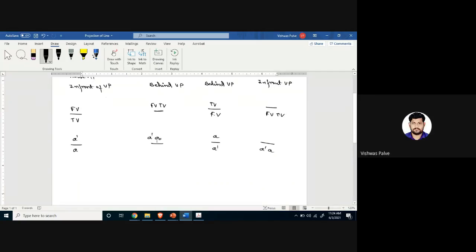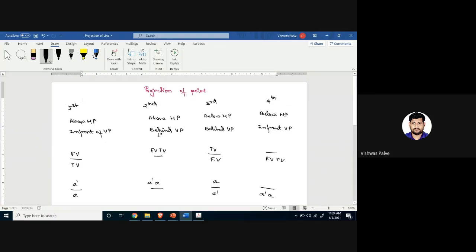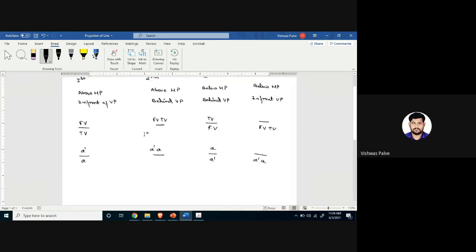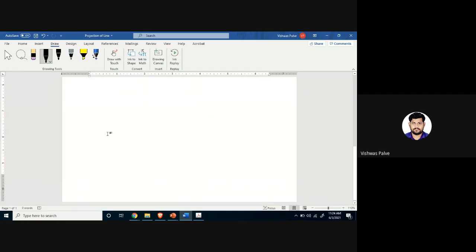So this was the revision of projection of points. Any difficulty in projection of points? Okay, so now I hope everyone understood this concept. Then we'll move to the next part, that is projection of straight line.